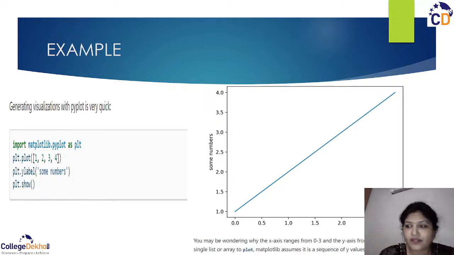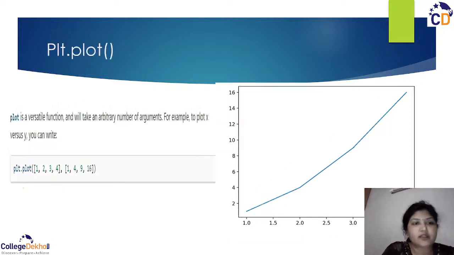So the y label and x label work automatically like this. You need not do anything by calling the plot function, right? Now this is the plt.plot function. The plot function is a versatile function and will take an arbitrary number of arguments. For example, to plot x versus y, you can write like this. You can write like this also. Like if you want to put the value 1 and then 1 of y, so you have x and y at the same time.